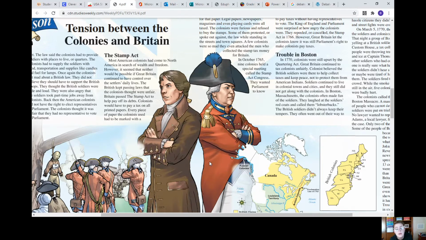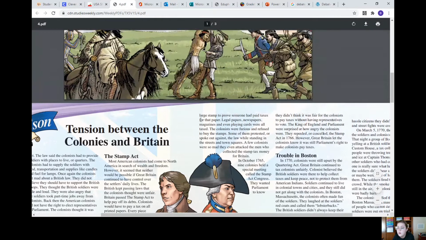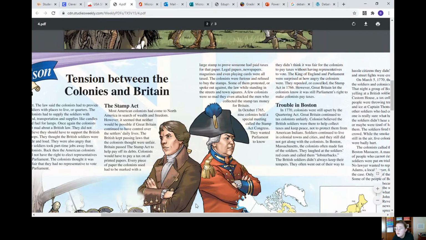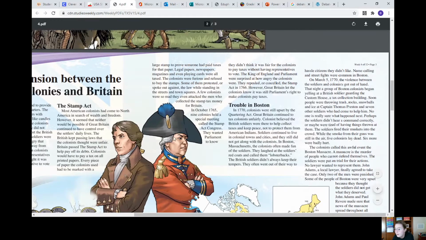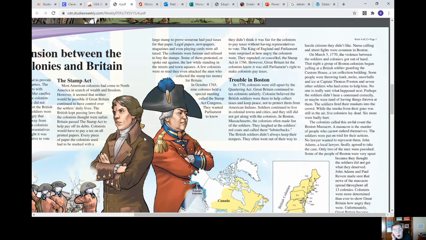So colonists would have to pay a tax on all printed papers. Every piece of paper the colonists used had to be marked with a large stamp to prove someone had paid taxes for that paper. Legal papers, newspapers, magazines, and even playing cards were all taxed. So the colonists were furious and refused to buy the stamps. Some of them protested or spoke out against the law while standing in the streets in town square. A few colonists were so mad they even attacked the men who collected the stamp tax money from Britain.